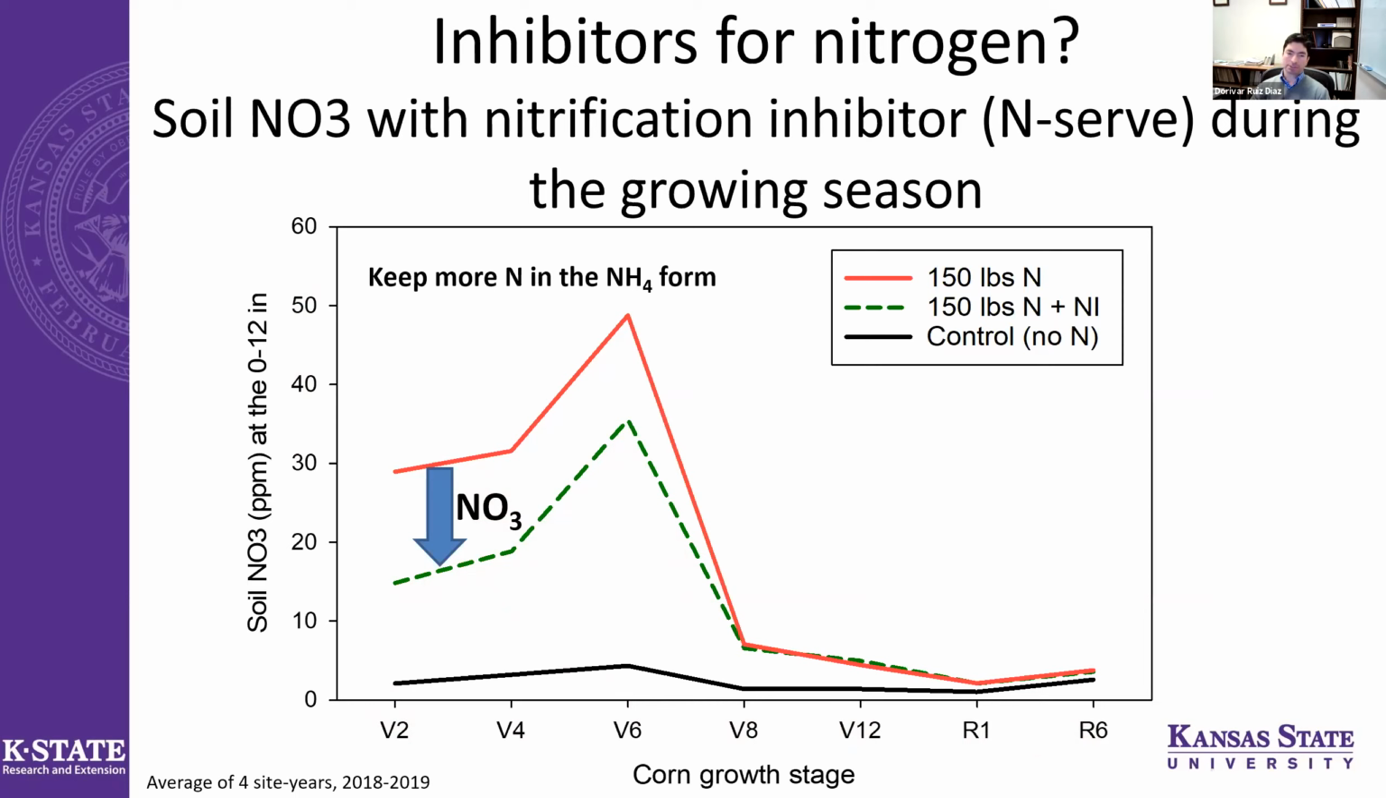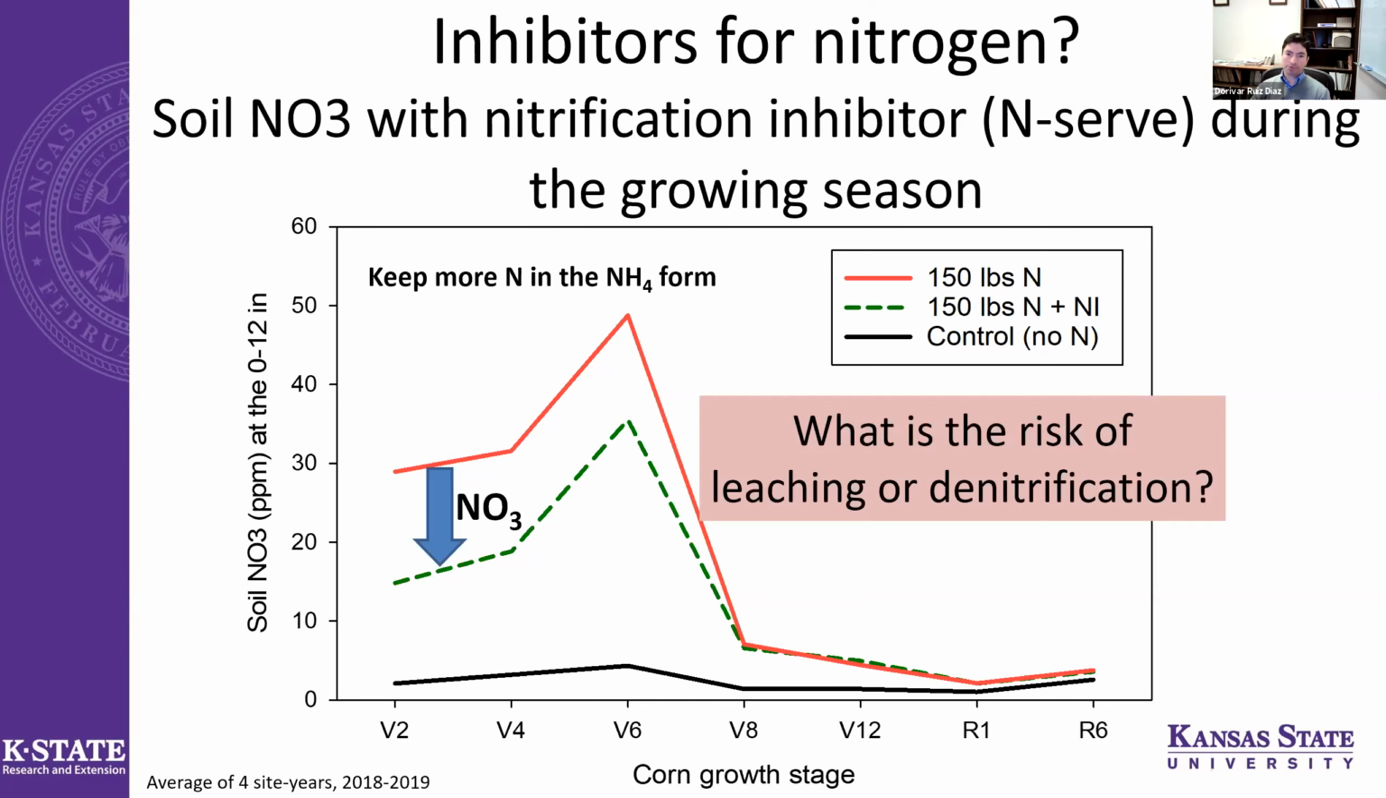Now, is this translating into yields? I'm not going to show the data here, but basically, near Manhattan, out of 8 site years, we saw 2 years of yield response. So 2 out of 8 years, we saw a yield benefit. Now, again, this is near Manhattan, with more rain, and we're actually trying to find a sandier soil where we can potentially have some leaching problems.